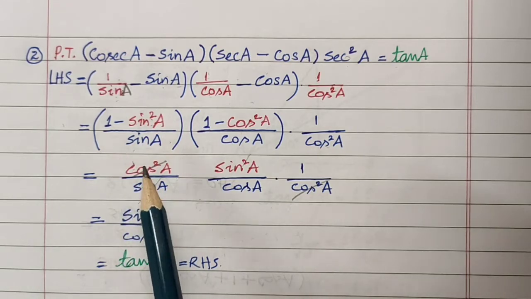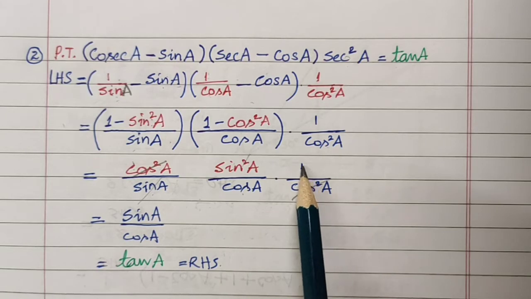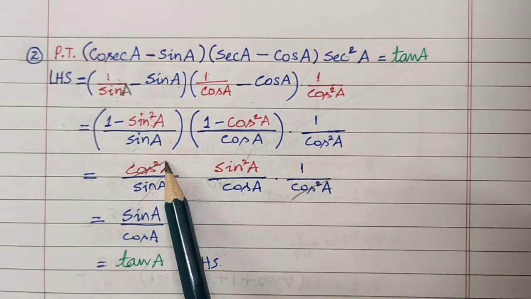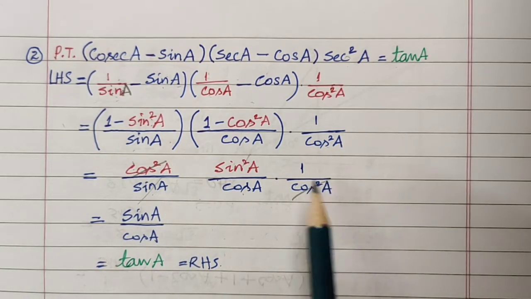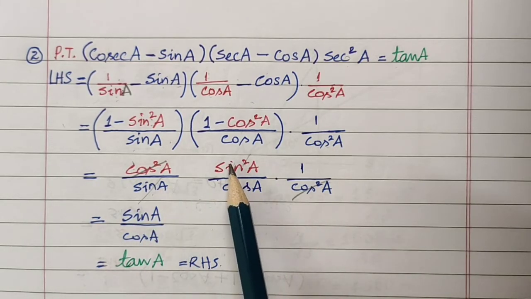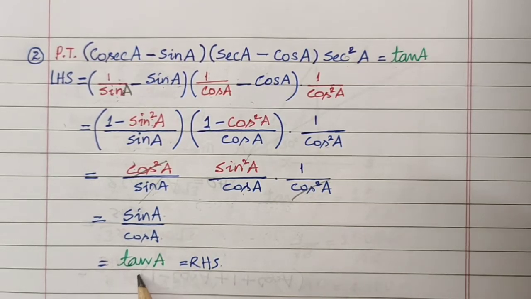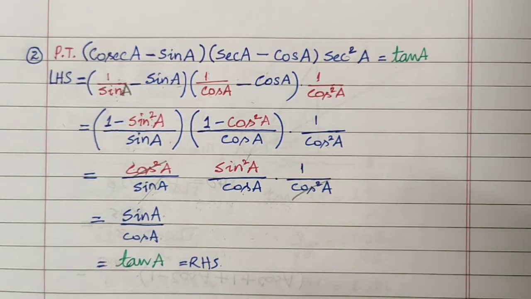So now cos square A divided by sin A, sin square A divided by cos A, 1 divided by cos square A. This cos square A gets cancelled with cos square A, and one sin A and one sin A will get cancelled. We are left with sin A divided by cos A, that is equal to tan A, which we have proved as RHS.